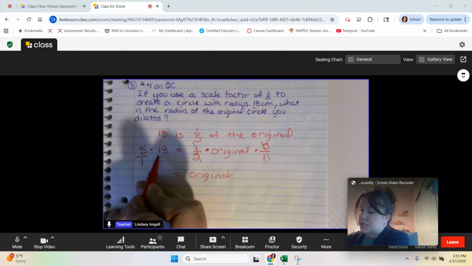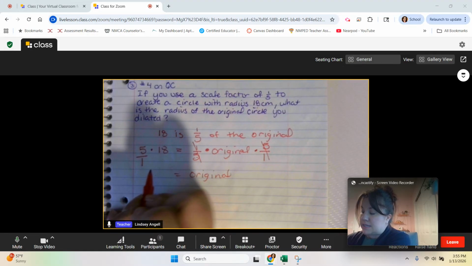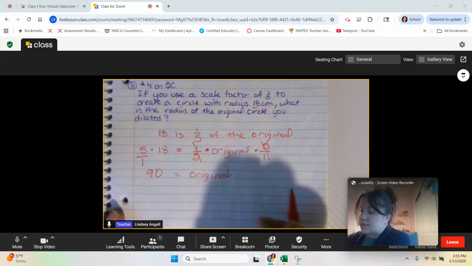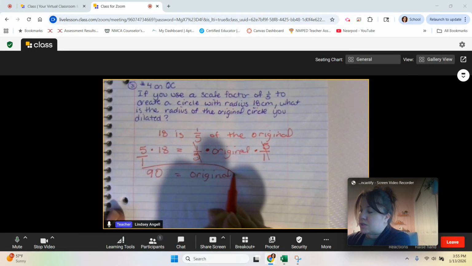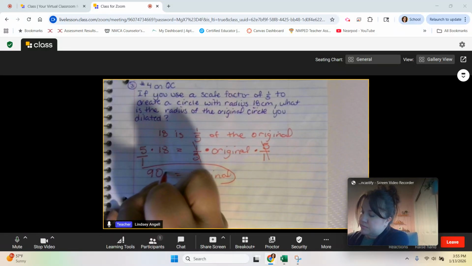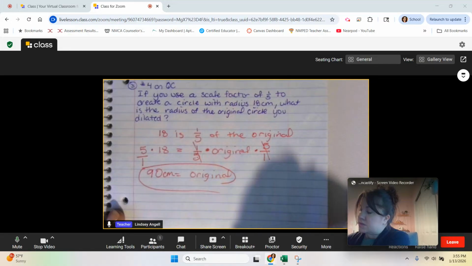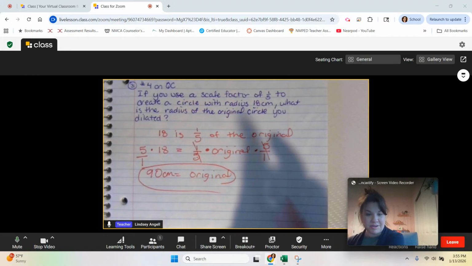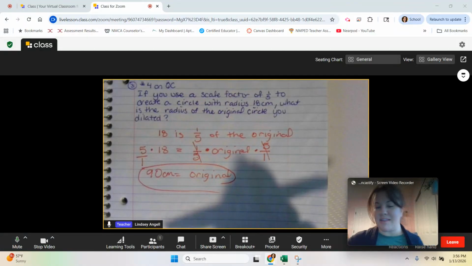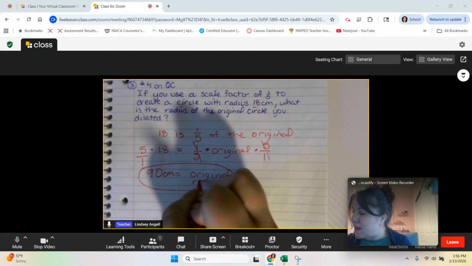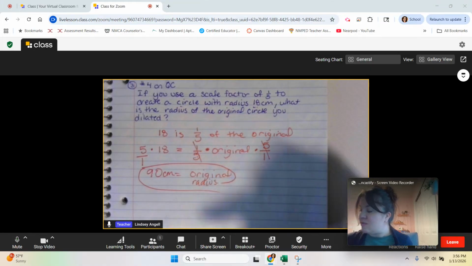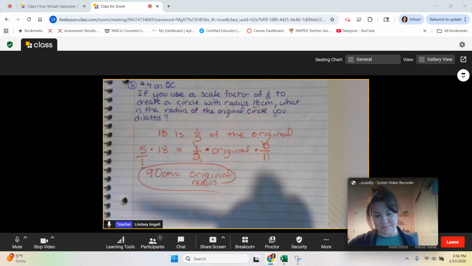Now we just need to do 5 over 1 times 18, which is really just 5 times 18, which is equal to 90. I guess we could have used R for radius when I was building my equation, but the original radius would have been 90 centimeters.